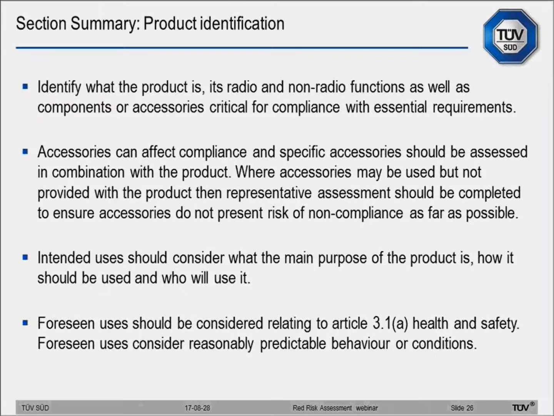Summarising what we have explored in this section, the product identification stage of the risk assessment should consider radio and non-radio functions, as well as any accessories or components that are critical for compliance. Accessories can directly influence compliance, and so specific accessories should be assessed in combination with the product, where applicable. Where accessories may be used but not provided with the product, then representative assessment should be completed to ensure accessories do not present risk of non-compliance as far as possible.